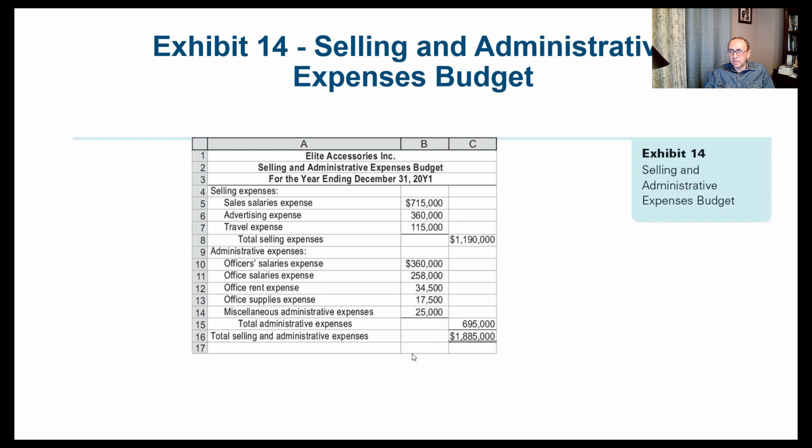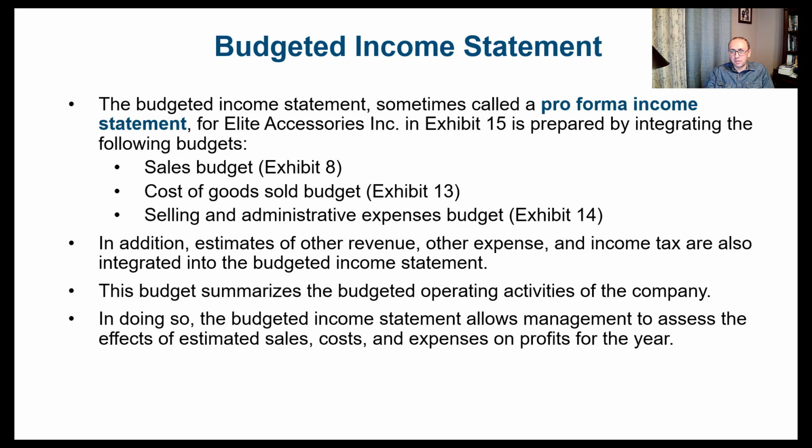Once we're done with selling and administrative expense budget, we are ready to prepare the budgeted income statement. The budgeted income statement is sometimes called a pro forma income statement. You see this all the time with all publicly traded companies. They prepare something called a pro forma income statement, which is basically a budgeted income statement that relies on the sales budget, the cost of goods sold budget, and the selling and administrative expense budget. In addition, estimates of other revenue, other expenses, and income tax are also integrated into the budgeted income statement.